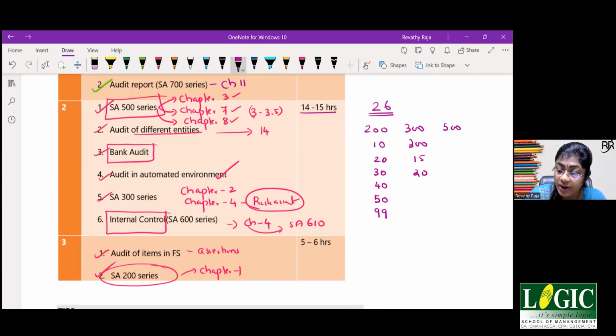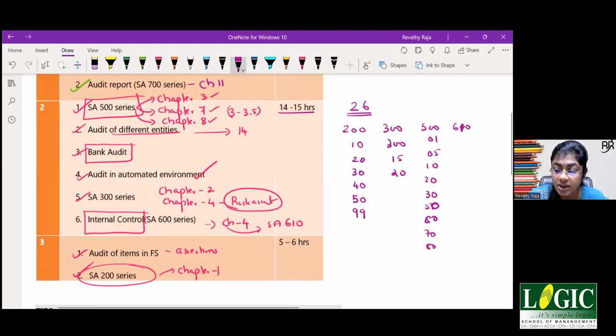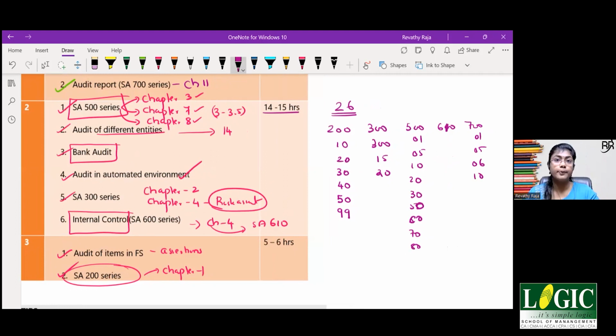500 series: 500, 501, 505, 510, 520, 530, 550, 560, 570, 580. 600 series only one, which is 610. Finally, 700 series: 700, 701, 705, 706, 710. But you should know 3 standards, not in detail, but what they are.